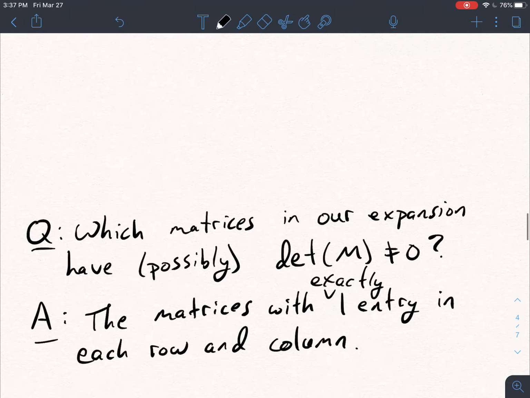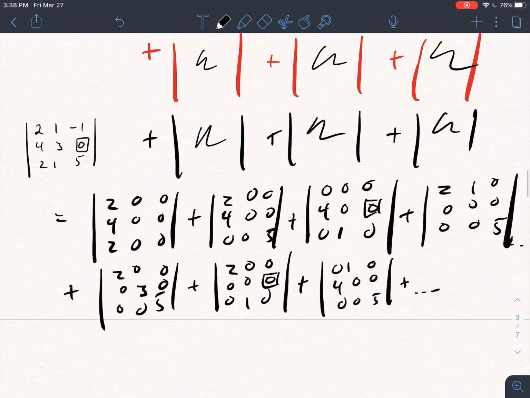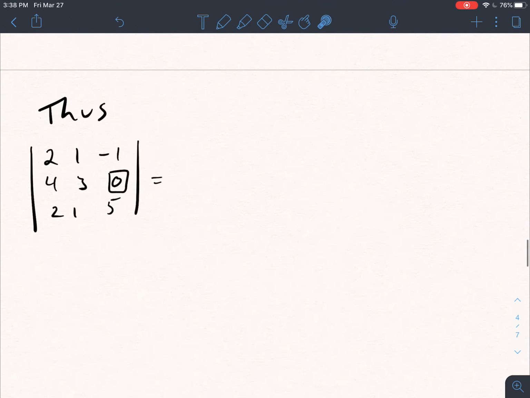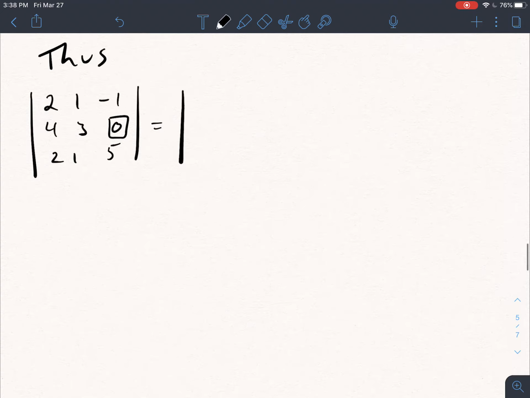And so instead of writing all of the possible matrices that you would get in this 27 term long expansion here, I'm going to throw out all of the ones that have 2 entries in one column or something like that, and I'm going to be left with only the ones that have 1 entry in each row and each column. Okay, so let's do that. Let's just split this matrix up into smaller matrices and see how many we get.